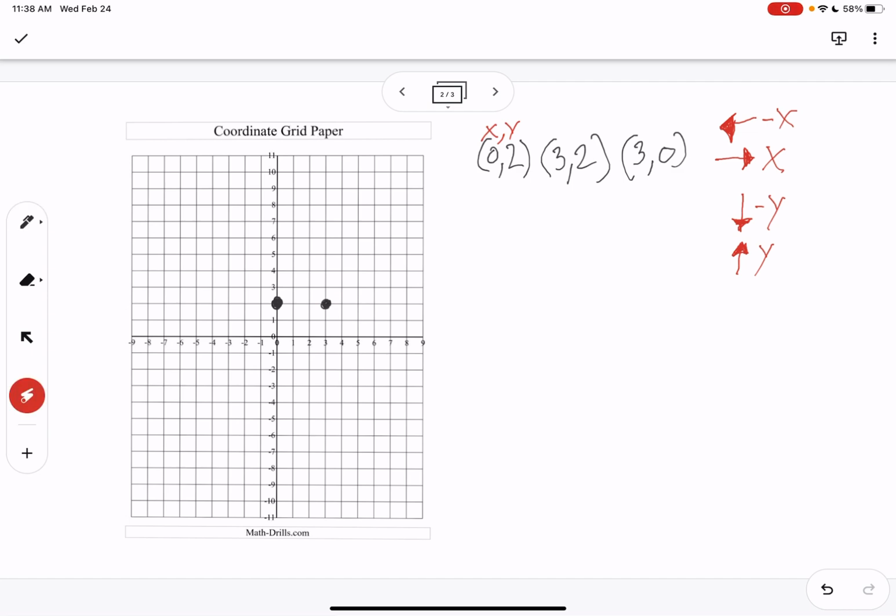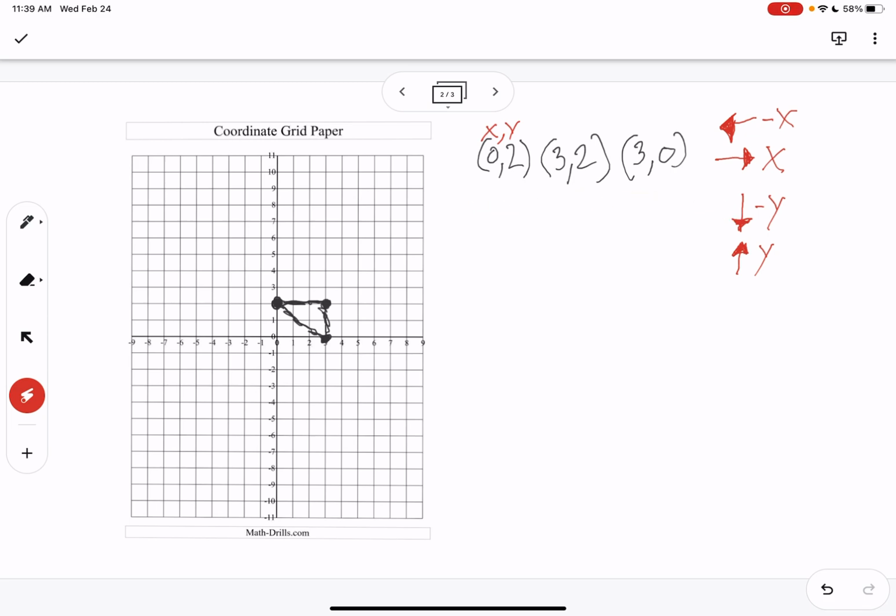Now, the third point, again, X is a positive 3. Since it's positive, we're going to the right. So we're starting back here, and we're going to go 1, 2, 3. And we're waiting here to see where we need to go. And Y is 0, so we don't go up or down. We just stay where we're at on this line. So I'm going to draw the dot there. And now I'm going to connect my dots. You make the lines a little bit darker. This is the figure that we drew by these coordinates.